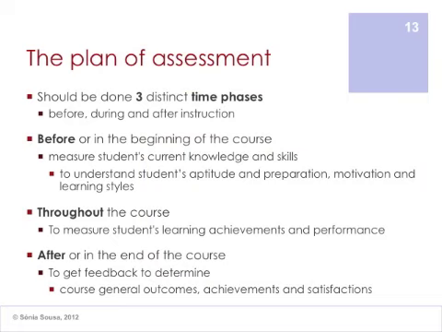Now we move forward to plan the assessment action. This assessment action should be done in three distinct time phases: before, during, and after instruction. The first time phase should measure students' current knowledge and skills. This is to understand students' aptitude and preparation, motivation, and learning styles in the beginning. Then we need to measure students' learning achievements and performance throughout the course. And finally, we need to get feedback to determine course general outcomes, achievements, and satisfaction.